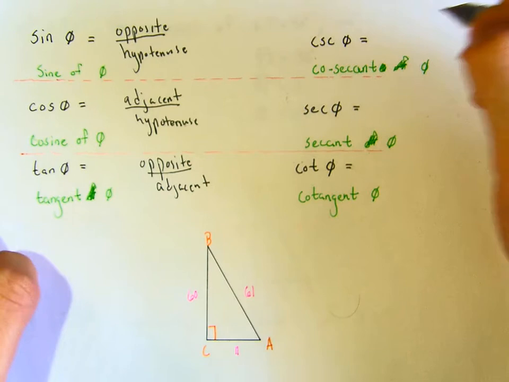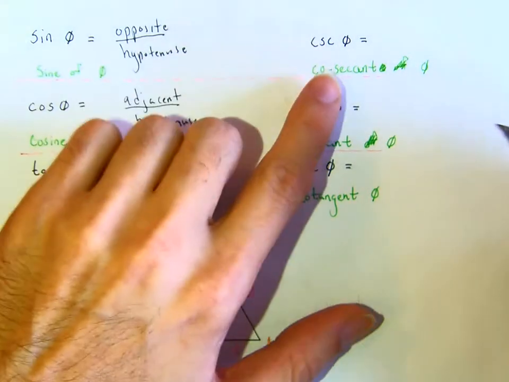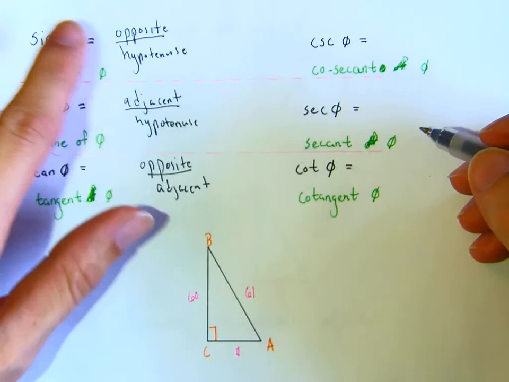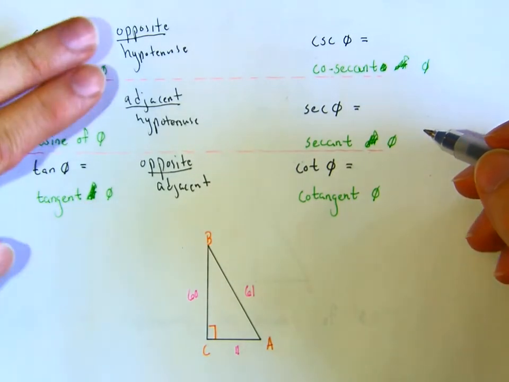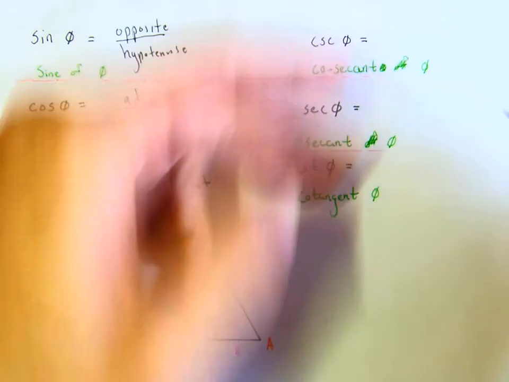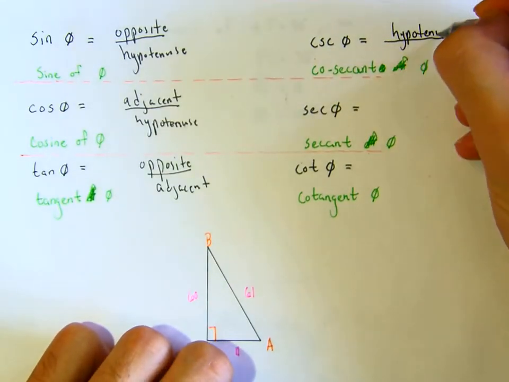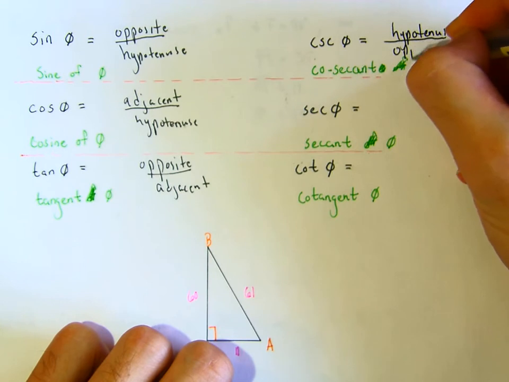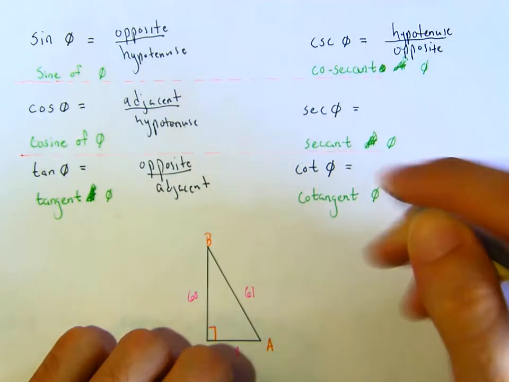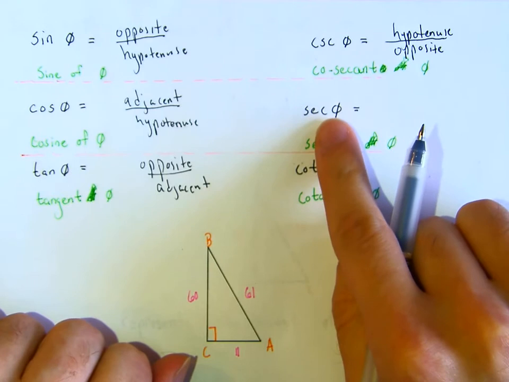Now here, the idea is, what is the cosecant of theta? This will be the reciprocal of sine of theta. So here, you see how we have opposite over hypotenuse? All we're going to do is just flip these two, and we're going to have hypotenuse over the opposite. Okay?